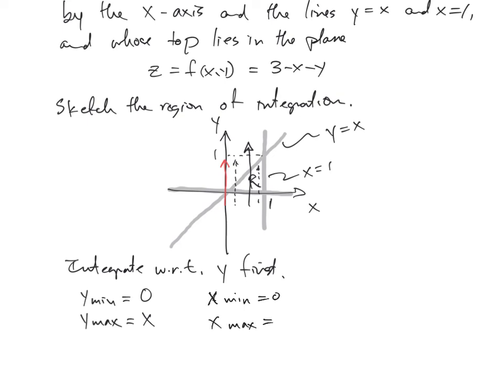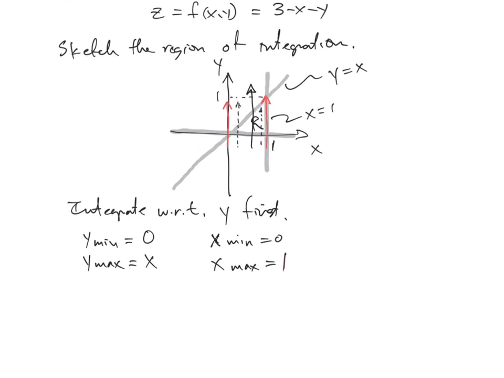What about x max? Well, that's where it just leaves the region of integration, which would be right there. I take that red line and sweep it from left to right. And what x value is that? Obviously 1, right? These are the outer integral limits. They've got to be numbers. Okay, so I've got my limits, so I'm going to integrate with respect to y first.